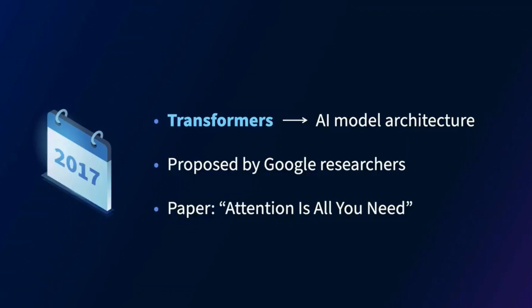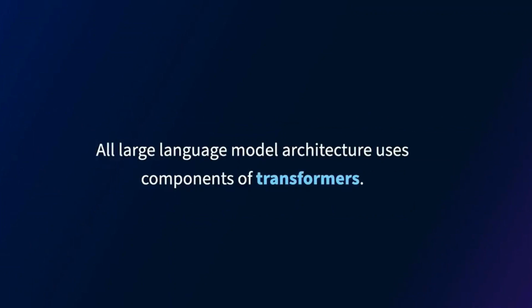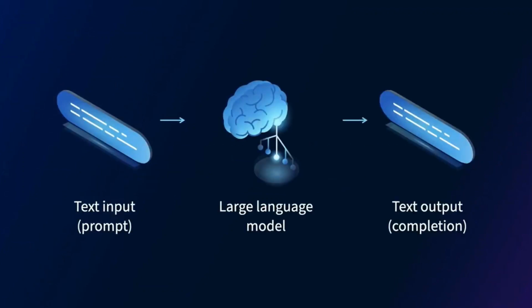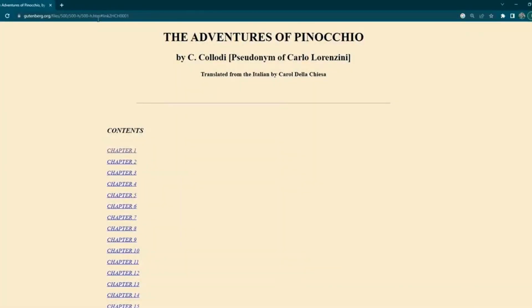In 2017, a type of AI model architecture called transformers was proposed by a team of researchers at Google in a paper called Attention is All You Need. All large language models use components of transformers as part of their architecture. So, how do large language models work? Well, we can interact with them with plain English text, often called a prompt, and the large language model will respond with text known as the completion or the output. Now, sometimes you won't get the output you expect, so you can change the prompt and you might get another and hopefully better answer.